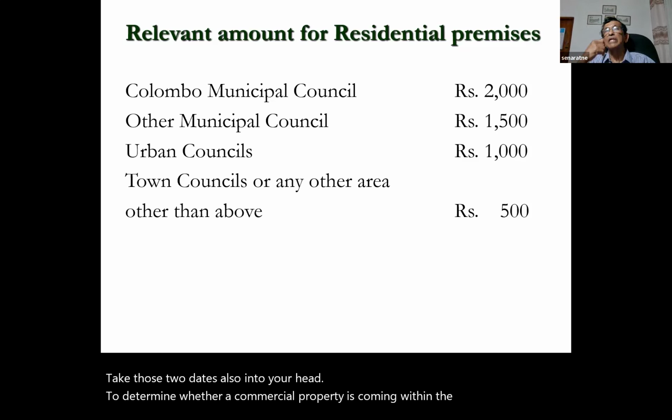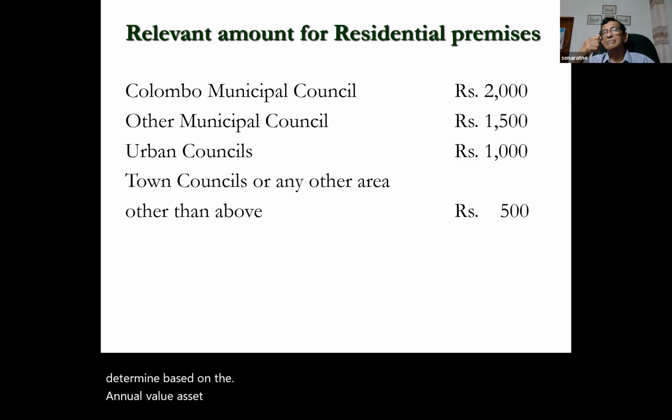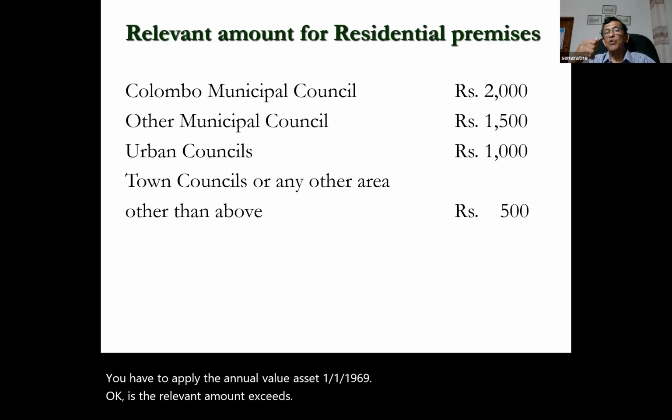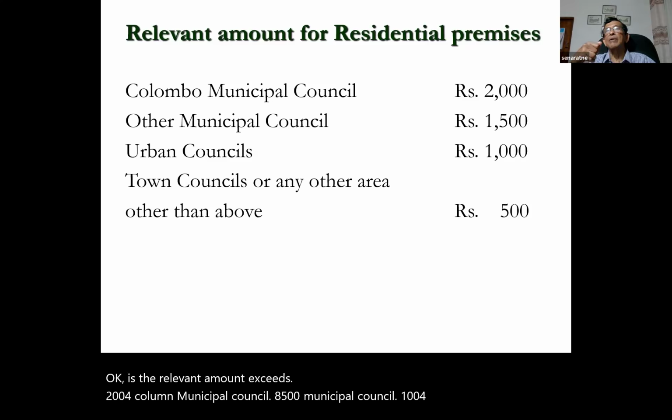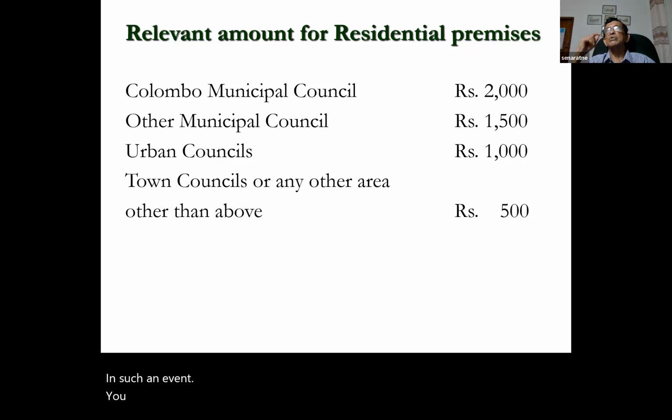To determine whether a commercial property is coming within the rent board's jurisdiction, it is based on the annual value as at 1/1/1968. Then to apply the formula to assess the standard rent for residential premises, you have to apply the annual value as at 1/1/1969. Okay. If the annual value exceeds 2,000 for Colombo Municipal Council, 1,500 other municipal councils, 1,000 for urban councils, and 500 rupees for Pradesha Sabhas, in such an event, you have to take current annual value plus current rates.